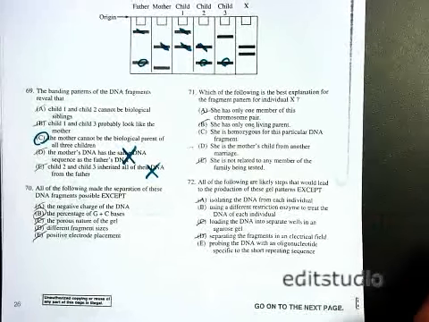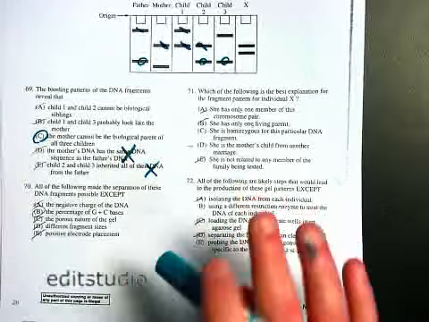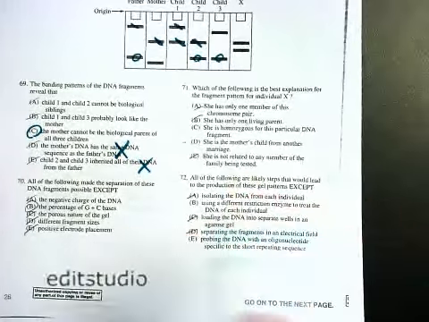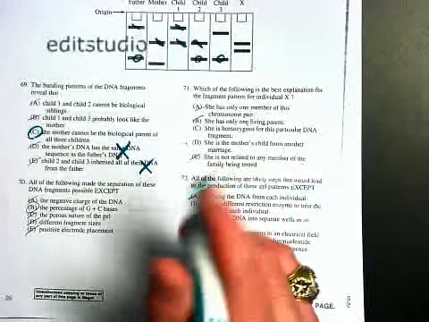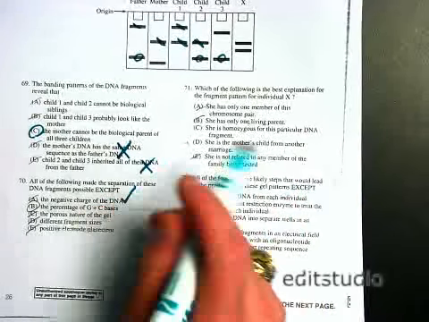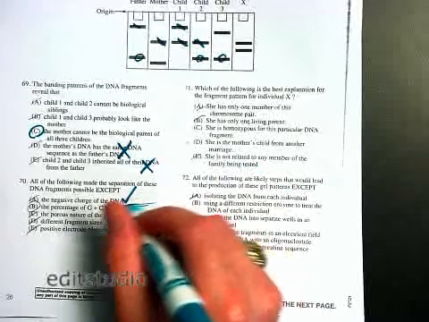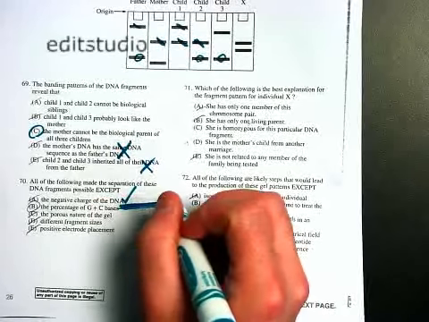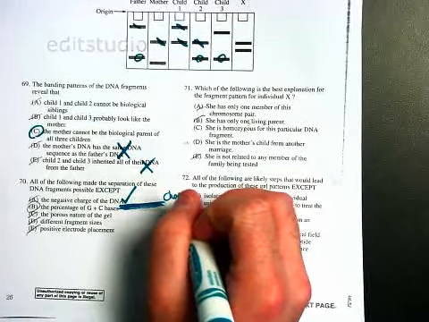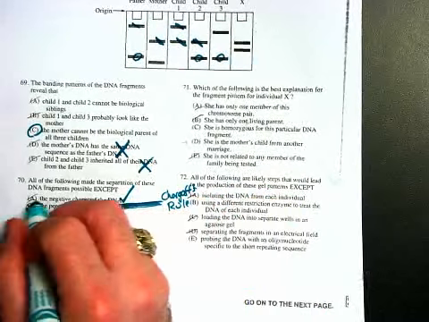70 says all the following made the separation of these DNA fragments possible, except the negative charge of the DNA. Is that true? I would say DNA is negatively charged. The percentage of G and C bases. Now, whose principle is that? Do you remember what that was called? Chargaff's principle. Chargaff's rule. But honestly, his rules are relevant here, so I think the answer is going to be B.